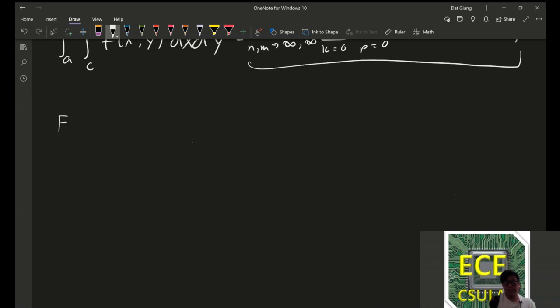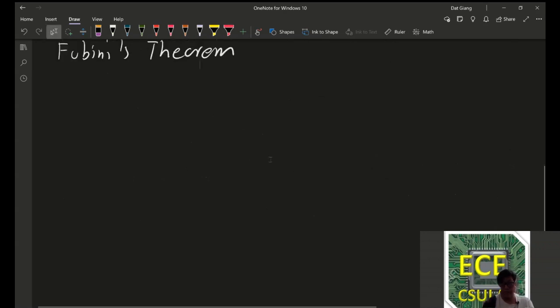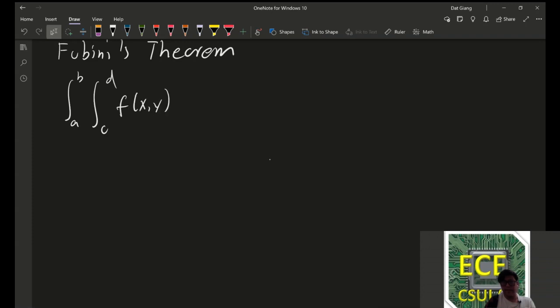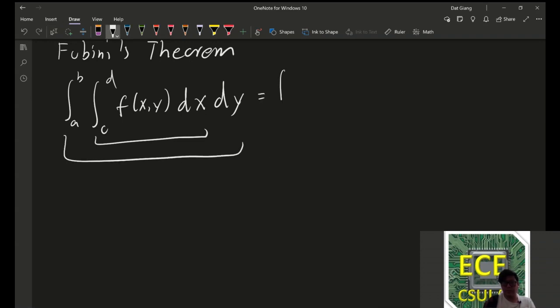One of them is Fubini's theorem. Fubini's theorem states that the integration is interchangeable so long as you keep the parameters consistent. So for example, if we have the integral from a to b, the integral from c to d, of f of xy dx dy, this states the following. This is interchangeable to the integral from c to d, the integral from a to b, f of xy dy dx.